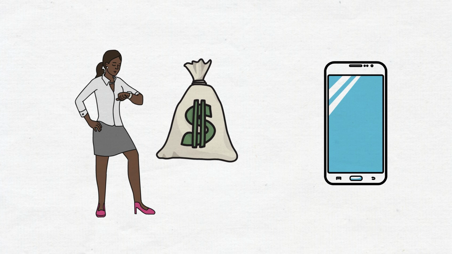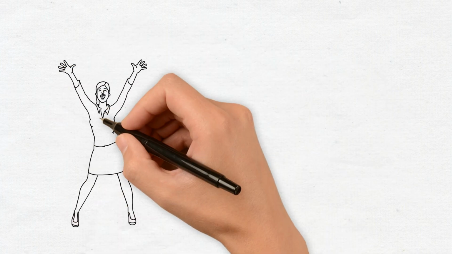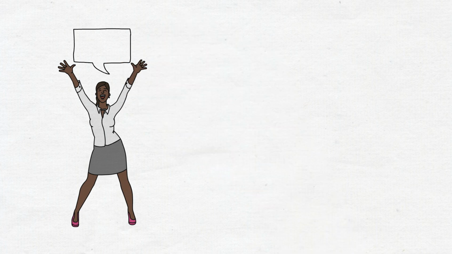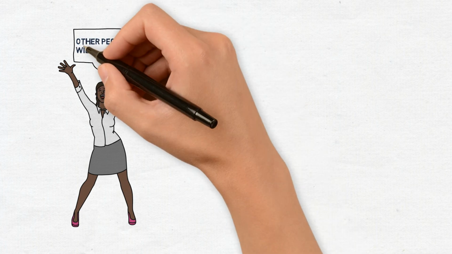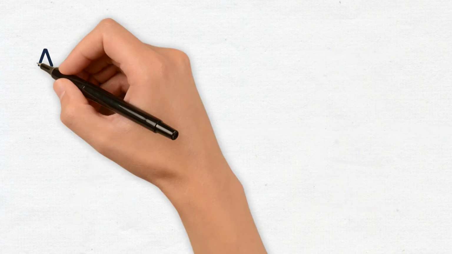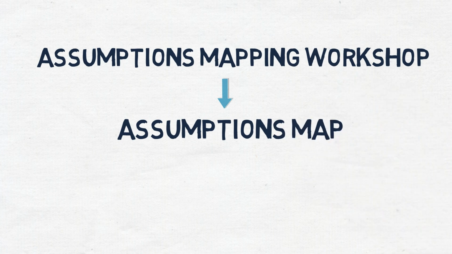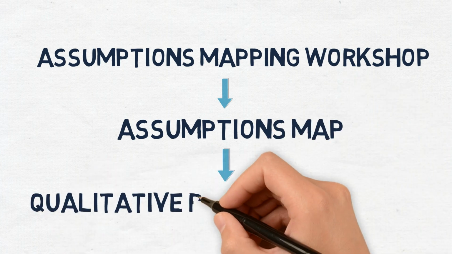This is recommended for all companies, from tiny startups to large enterprises, to mitigate risk of releasing a product that doesn't have a market fit. It's easy to think, I would use this, so other people would use this too. Holding an assumptions workshop is the first step towards testing these hypotheses about your product. From the workshop, you'll create an assumptions map, and from the assumptions map, you'll create qualitative research questions.